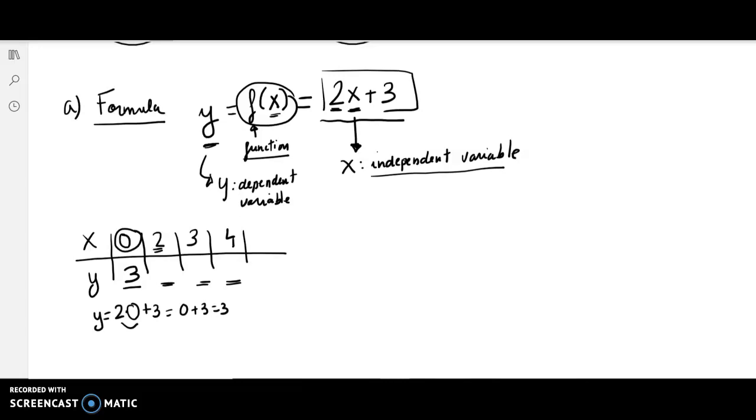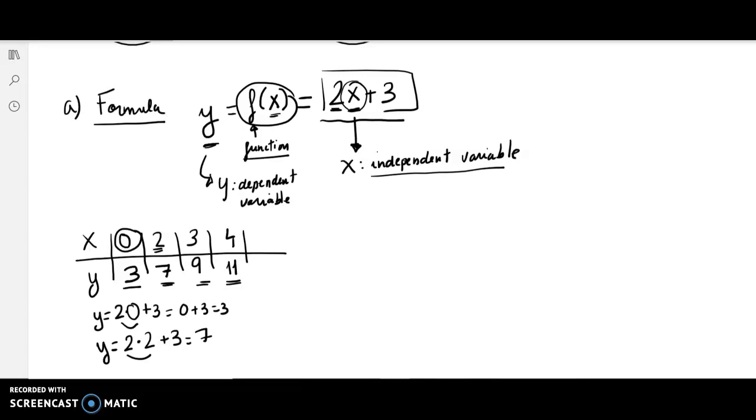Let's continue with 2. So I have, in this case, 2 times, now the x is 2, plus 3. So 2 times 2 is 4 plus 3 is 7. So the y is 7. For 3, my result is going to be 9. And for 4, the result is going to be 11.